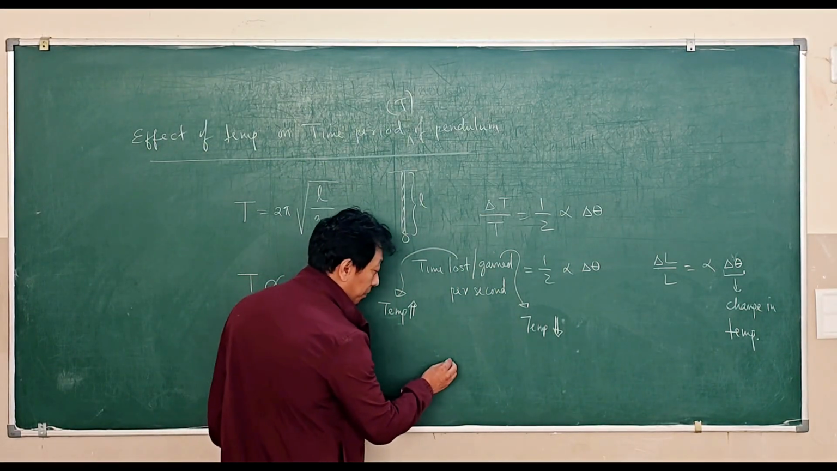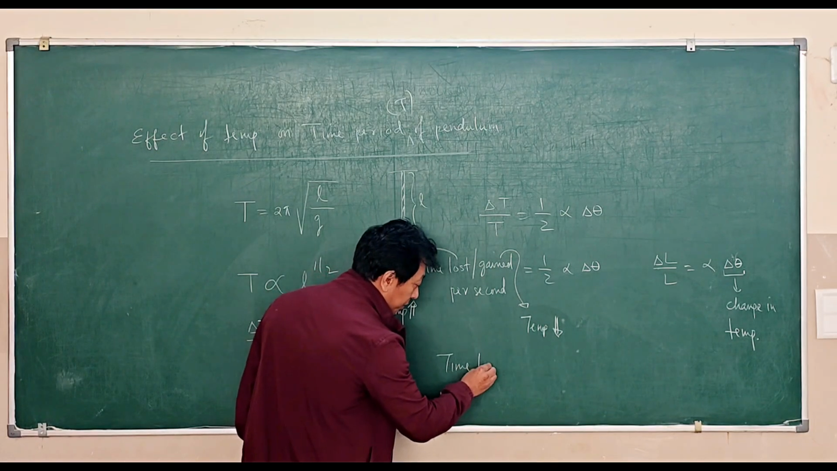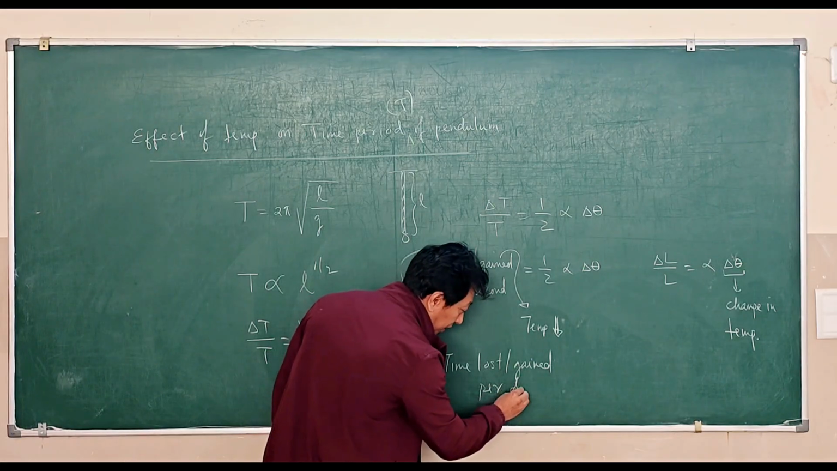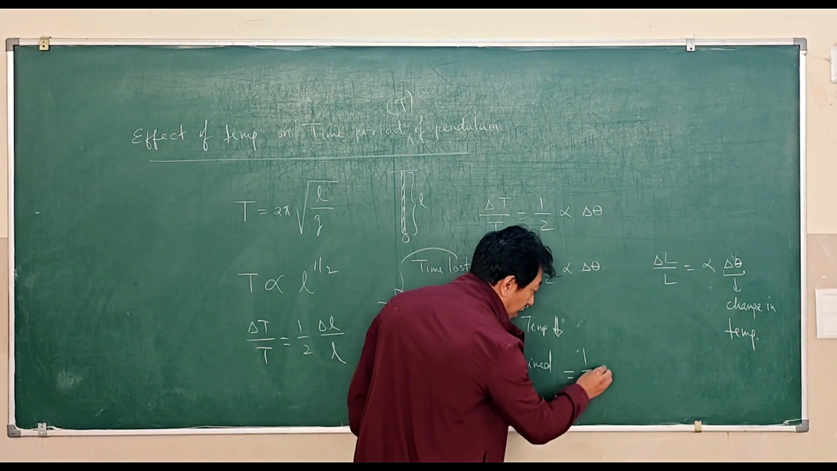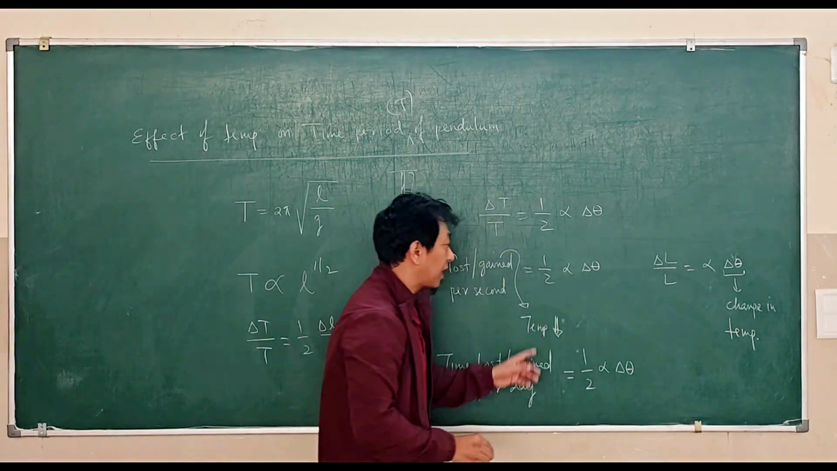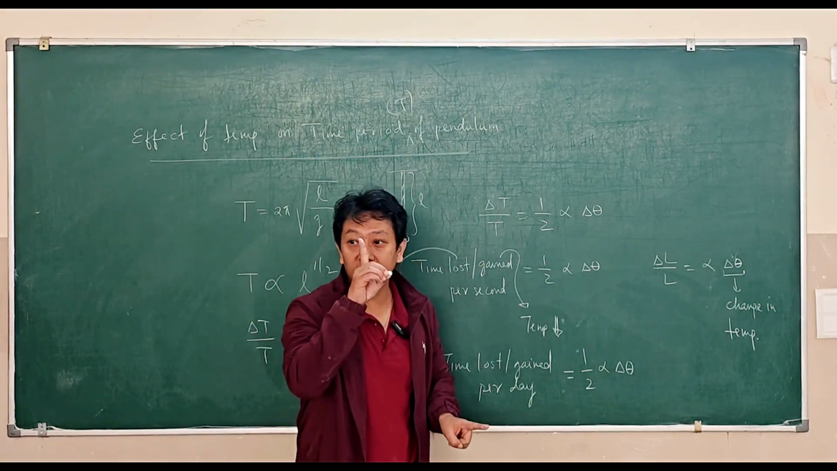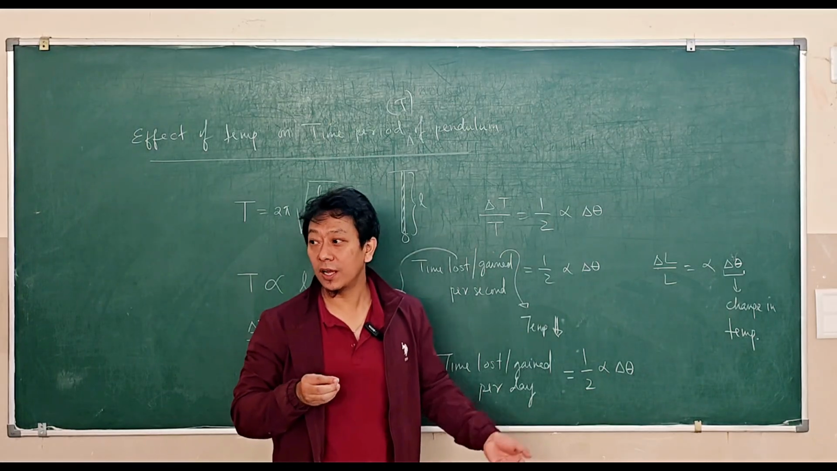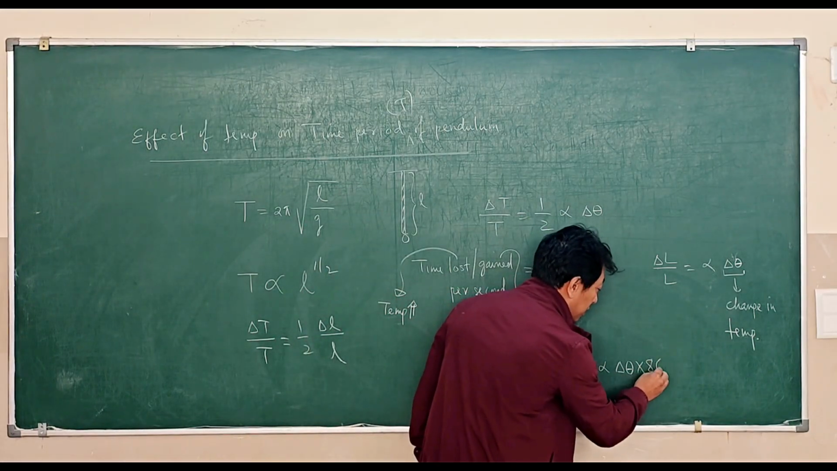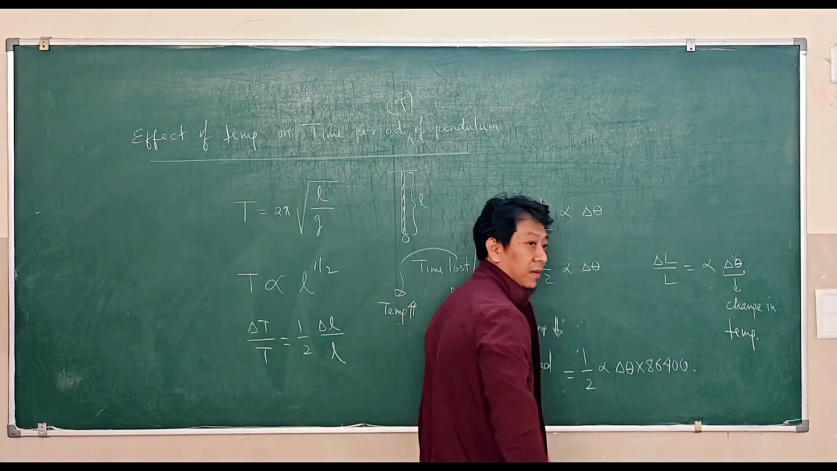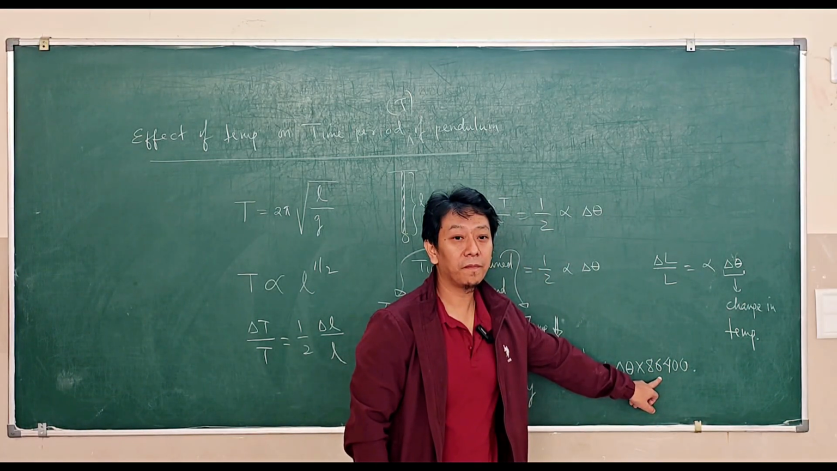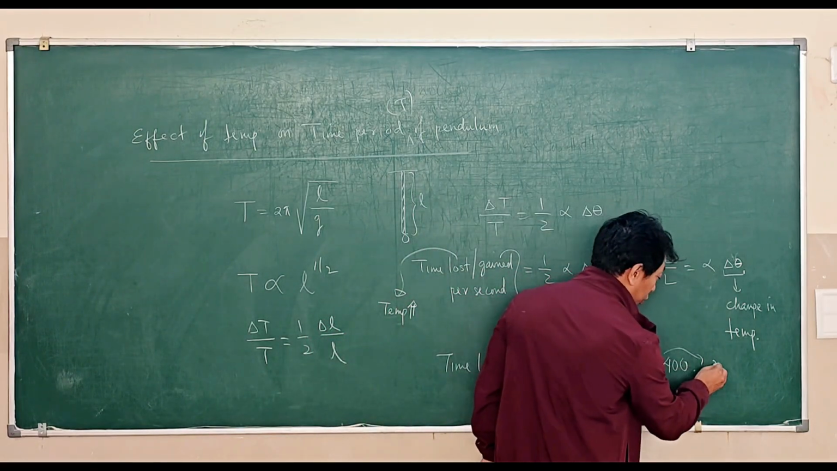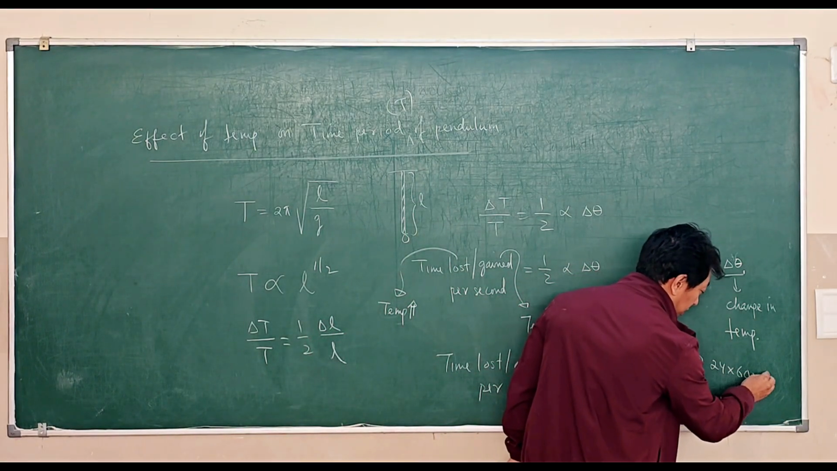Now tell me what will be the time lost or gained per day. Per day will be what? Half alpha delta theta. This is time lost or gained in 1 second, into the number of seconds in 1 day, into 86400. How did this number come? Number of seconds in 1 day. You can check: 24 into 60 into 60.